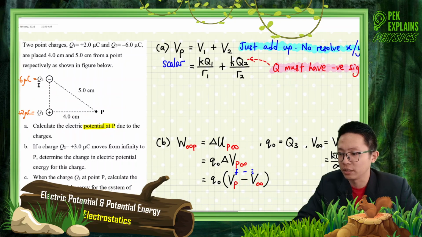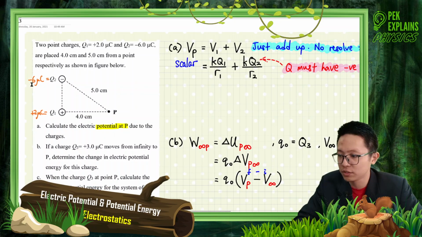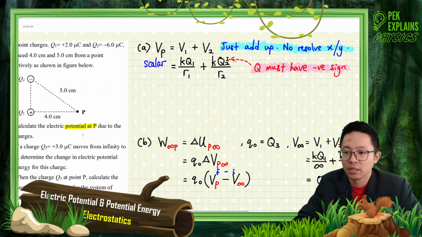If the charge like Q2 is a negative charge, you must substitute in the negative sign, because the negative sign in potential is about the number scale. You know the number scale I mentioned in the lecture video? The negative sign in a scalar quantity like potential is about magnitude. The more negative, the lower the potential. Okay, that's it. Now let's do it.